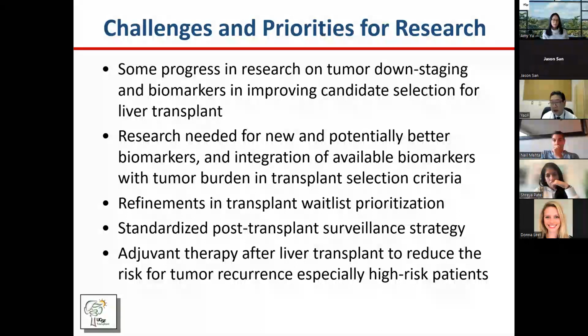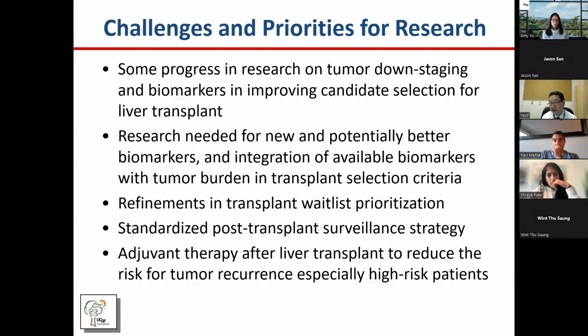And then we absolutely need more adjuvant therapy. Right now, we've made a lot of progress in systemic therapy. How to use those without risking rejection is a major challenge. So we need more adjuvant therapy to reduce the risk of tumor recurrence, especially in these high-risk patients. There are still many areas where we can do better. So this is a summary of what we do and the current landscape.